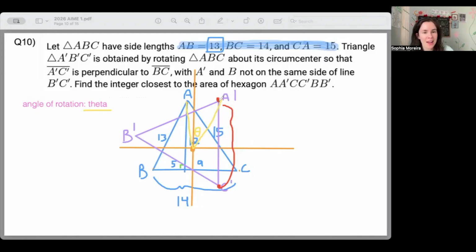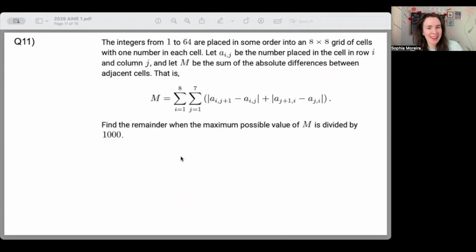And once you have that angle theta, you can just plug it into the formula for points A prime, B prime, and C prime, get all the x and y coordinates. Now you have coordinates for all 6 points of your hexagon, shoelace theorem, and you're done. Moving on to question 11.